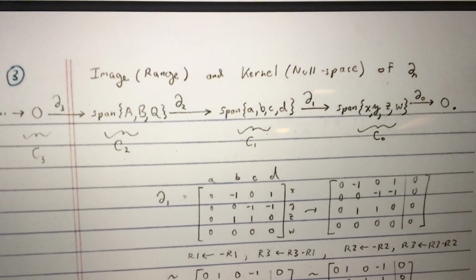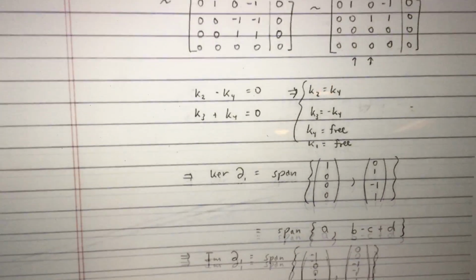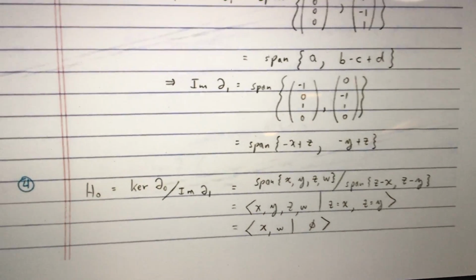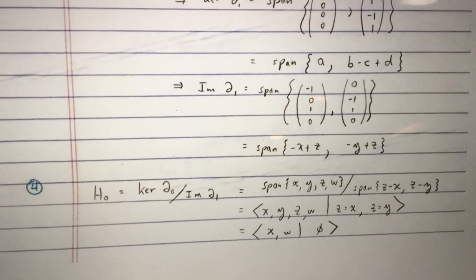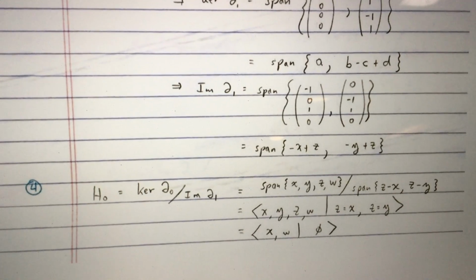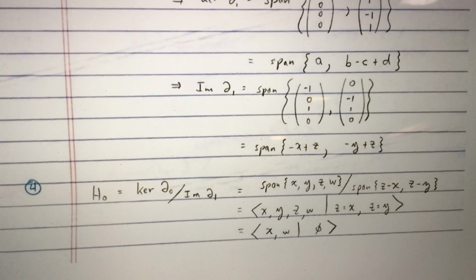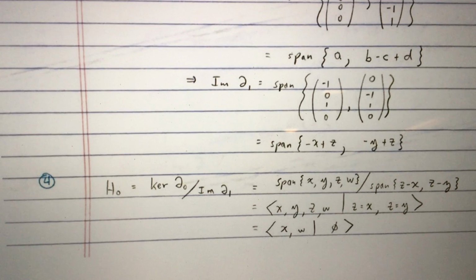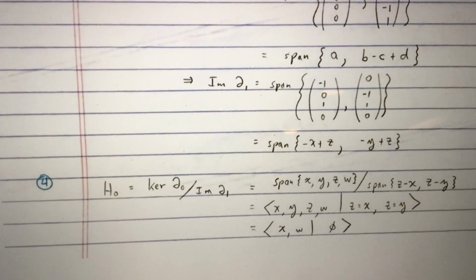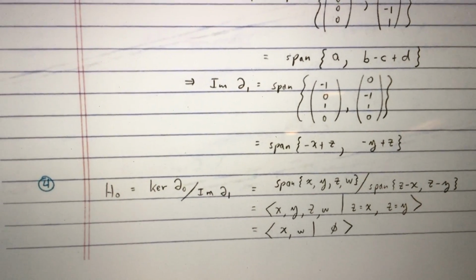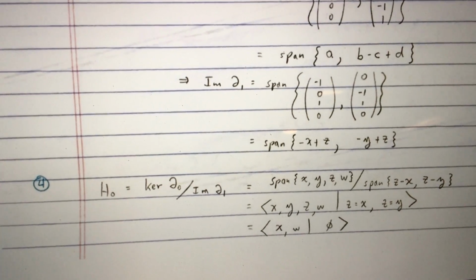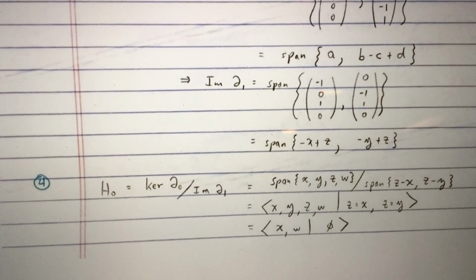So now we're ready for step 4. At least one of step 4. We're going to come back and find more homology groups, but first we'll go ahead and find H0, the 0th homology group. So H0 is defined as kernel of boundary 0 modded out by the image of boundary 1.